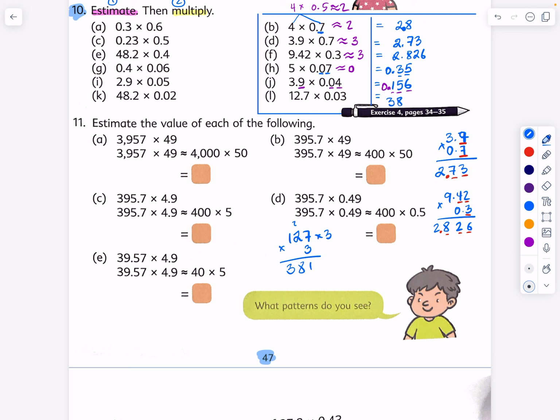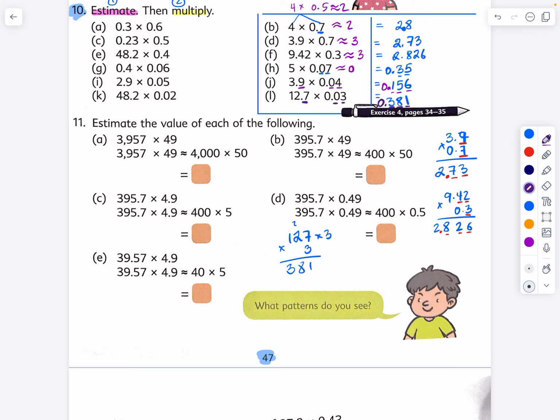Obviously, the answer cannot be 381. We just got the digits correctly, which is the first step. And now finally, let's compute the total number of decimal places. We have 1, 2, 3 in all the factors. Therefore, we will have 1, 2, 3 in the final product, and the answer is 0.381 thousandths.